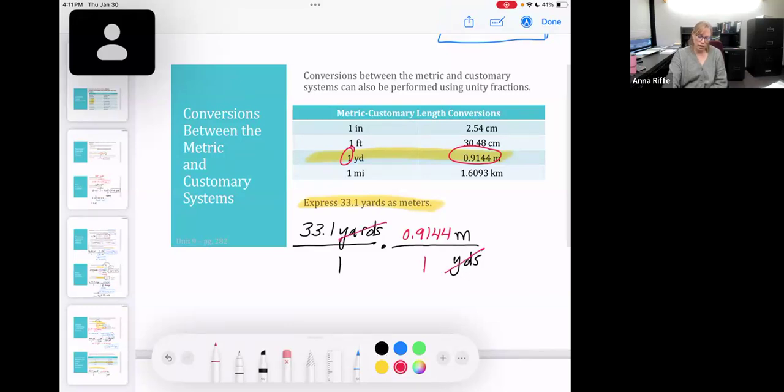This causes yards to cancel. So I have yards on top and yards on bottom. And I can note, just like before, that if this number not equal to 1 is on top, I'm going to multiply. Multiply 33.1 by 0.9144. Let's go ahead and do that.